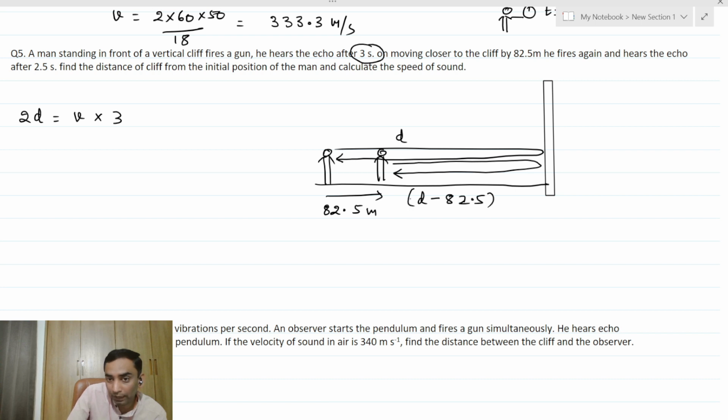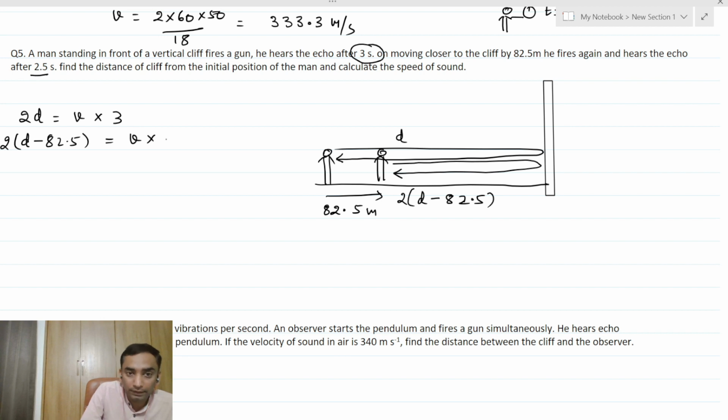82.5 times 2. Because earlier the distance was d, now he goes 82.5 meters closer. So the distance between the cliff (or the wall) and the person reduces. So now the new distance is d minus 82.5, and the sound wave travels twice that distance. So now I will write the equation as twice of d minus 82.5 is equal to v multiplied by time, and now the echo is heard after 2.5 seconds.